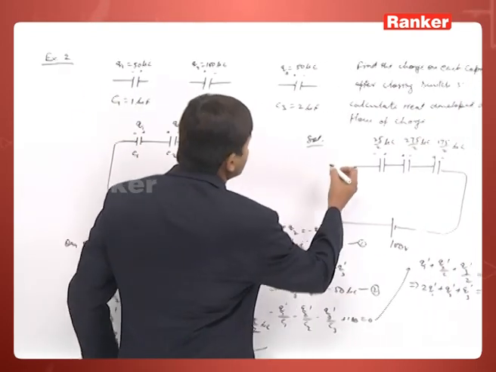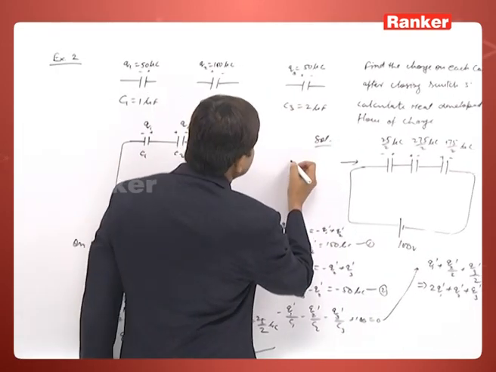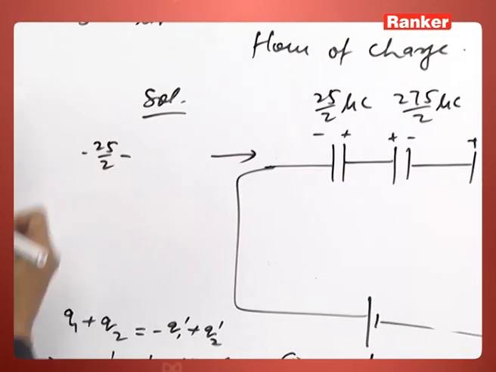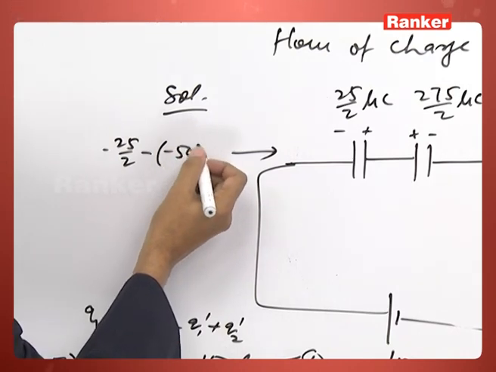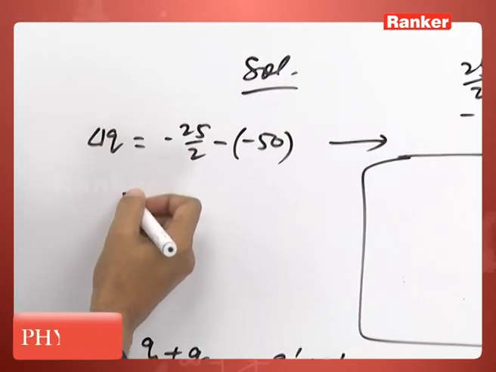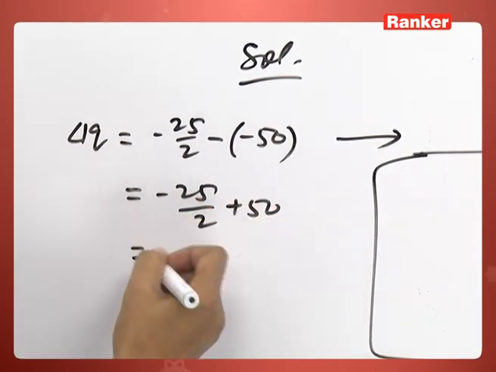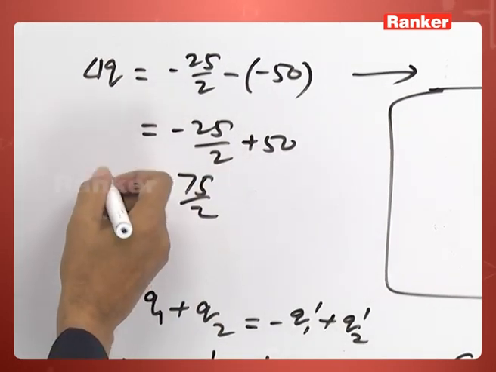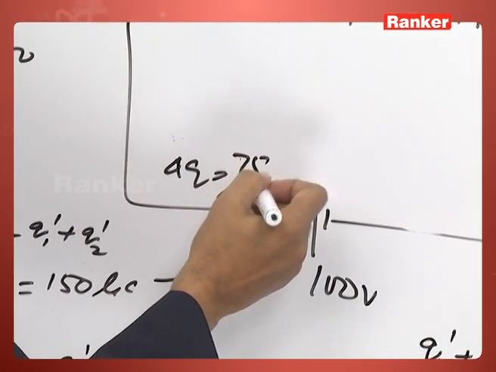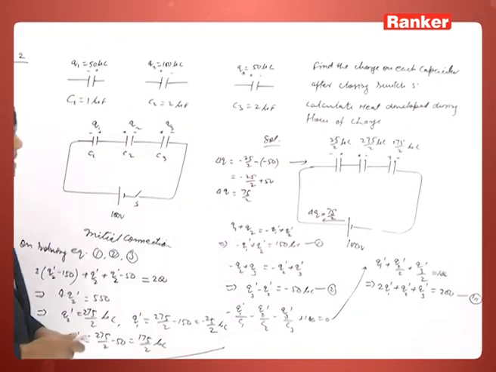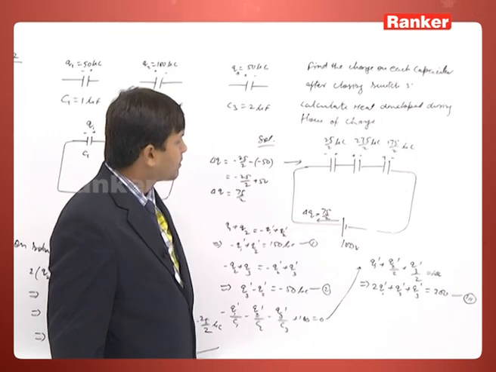So how much charge has gone in this side after closing switch S? Final charge here, minus 25 by 2, minus the initial here, minus 50. So this is the charge that has flown: minus 25 by 2 plus 50, which is 75 by 2. It means 75 by 2 coulomb charge has flown through the battery, and this is positive charge. So that indicates this battery is supplying energy.